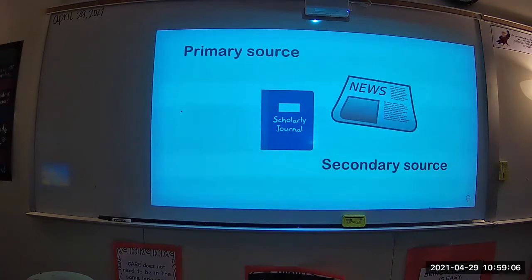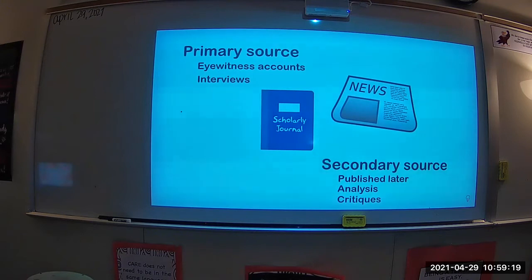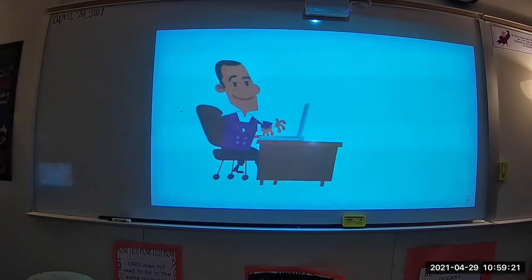article you're reading. Articles that include things like eyewitness accounts or interviews and are published close to the time of the event you're researching would be a primary source. Articles that are published after the fact and include analysis or critiques are secondary sources.